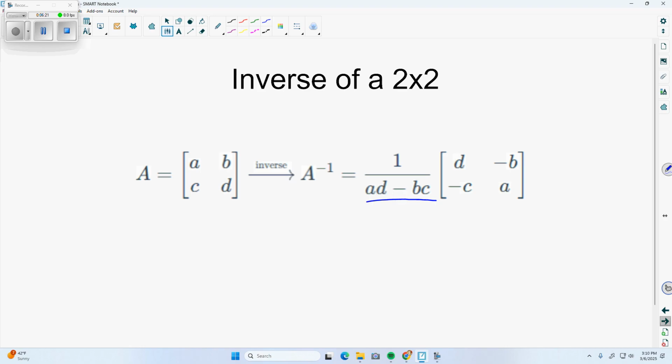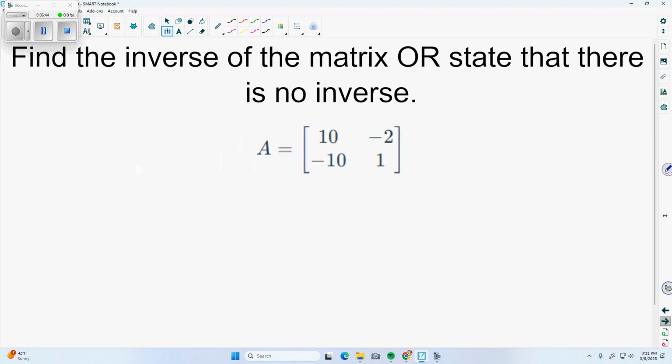Then notice what happened here in this matrix. We flip-flopped A and D from the original, and we change the sign on the B and C elements. So we flip-flop across one diagonal, we change the signs on the other, and that allows us to find the inverse. Okay, so let's utilize that.